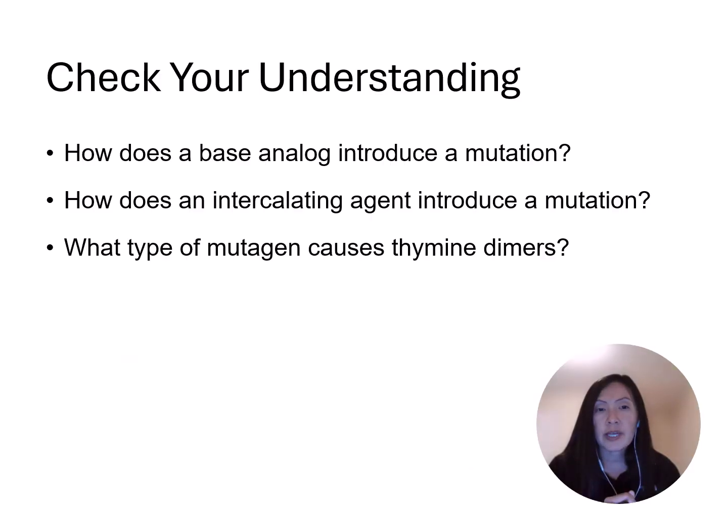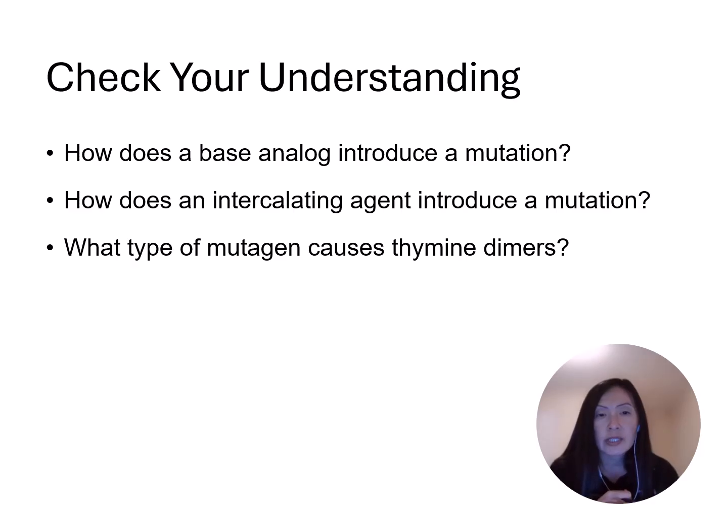Our next checkpoint question asks, how does a base analog introduce a mutation? So we saw that a base analog resembles a normal nucleotide and can be incorporated into DNA during replication. It pairs incorrectly with the other bases, leading to a base substitution mutation in future rounds of replication. For the next question, how does an intercalating agent introduce a mutation? So intercalating agents like ethidium bromide or acridine orange insert themselves between the stacked DNA bases, and this will distort the DNA double helix and can cause insertions or deletions during replication, often producing those frame shift mutations.